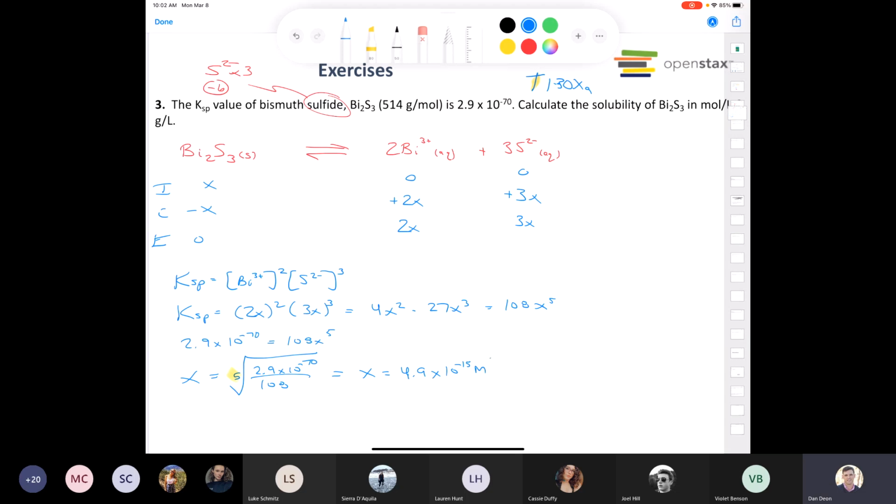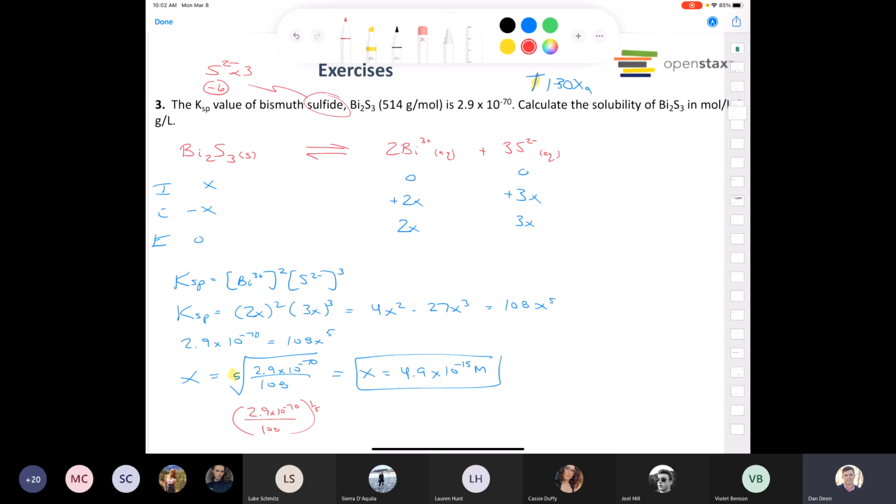Okay, so make sure that you know how to take a cube root or a 4th root. What's another option if you're struggling with that? If you don't know how to take a 5th root, you could take 2.9 times 10 to the negative 70 divided by 108, and you could put all that to the power of 1 divided by 5. So 1 divided by 5 is 0.2. So if you take 2.9 times 10 to the negative 70, divide by 108, and then you use the exponent button, 0.2, you end up with the exact same answer. Okay, so just a little quick math for you there.